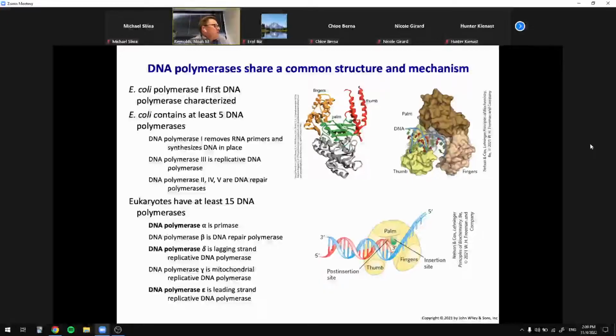And so in E. coli, DNA polymerase 3 is the replicative polymerase. And in eukaryotes, they subdivide these tasks. For the leading strand, there's a polymerase, epsilon, and for the lagging strand, DNA polymerase delta is used.